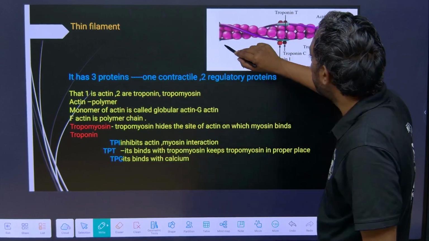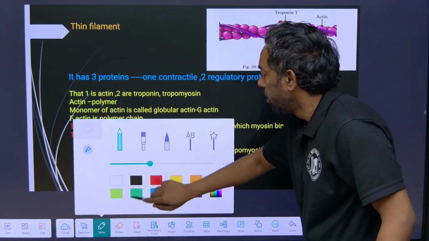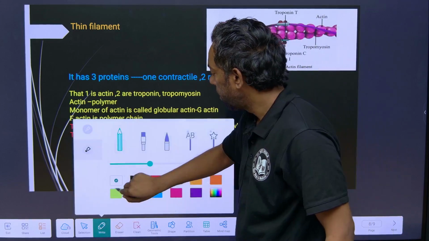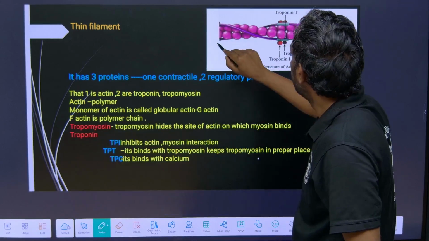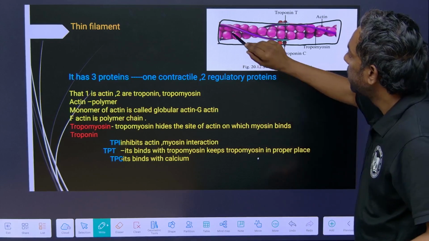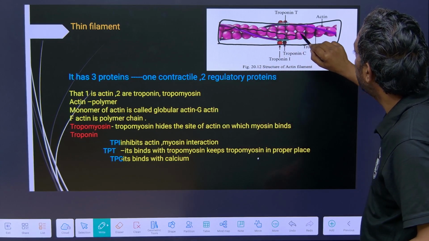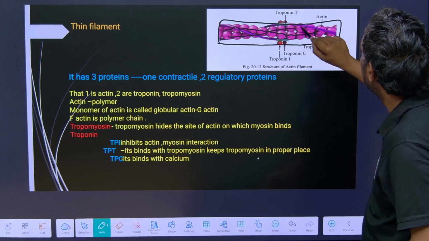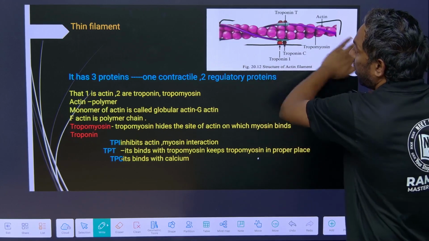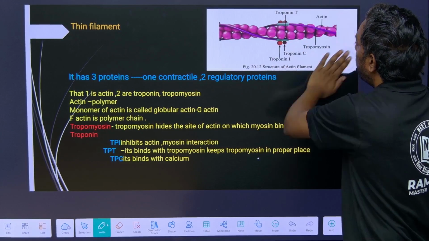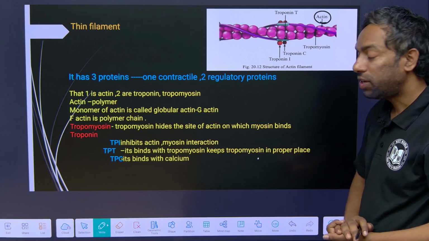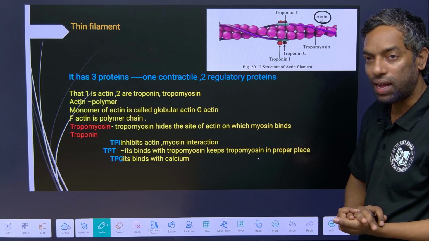Just look into this picture, guys. This is the globular chain. Globular chains are there. This is also a polymer. This globular chain in pink color is actually the contractile protein, which we can call actin.